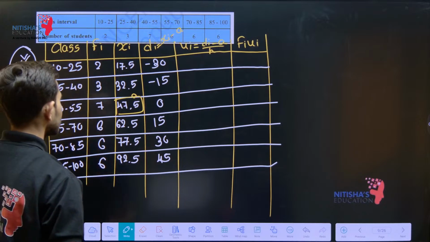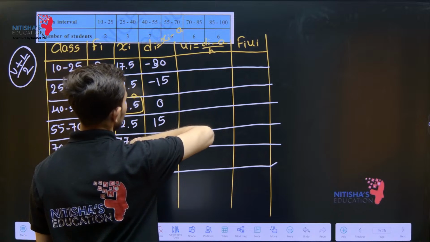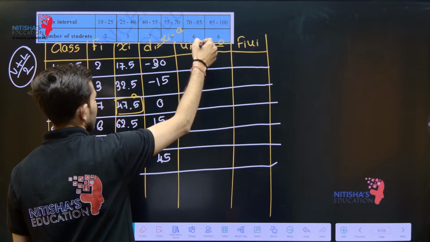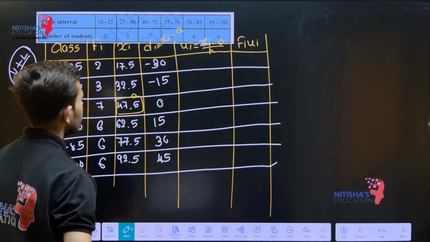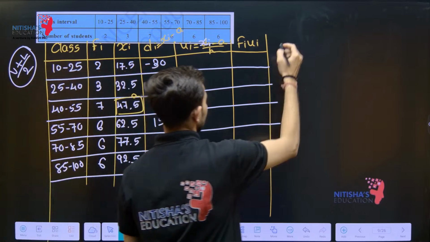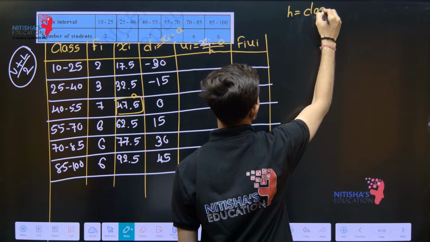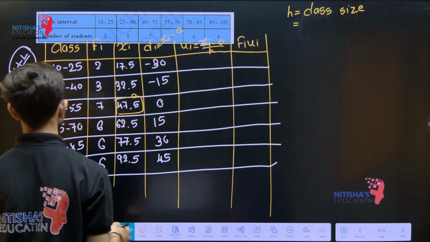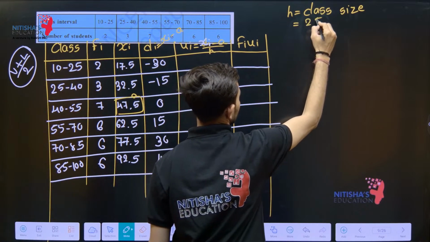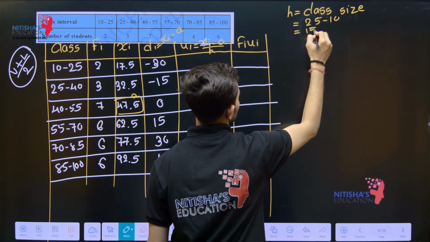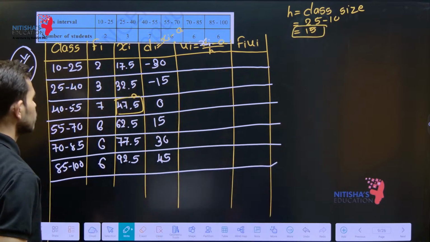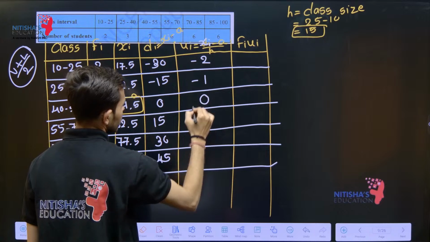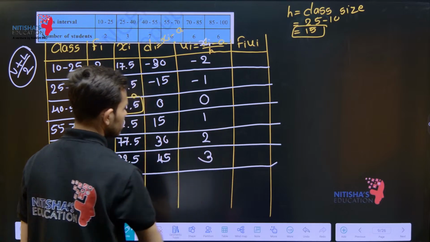Next, we need to find ui. How can we find ui? We have to find ui by xi minus a upon h. Now here what is h? h is our class size. How can we find the class size? It's 25 minus 10, so it will be 15. So we have to divide this di by 15. So here we will get minus 2, minus 1, 0, 1, 2 and 3.